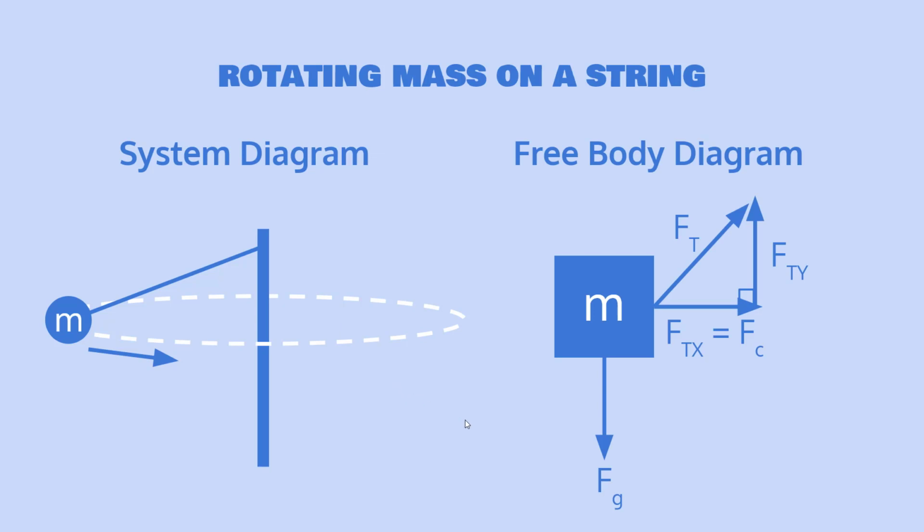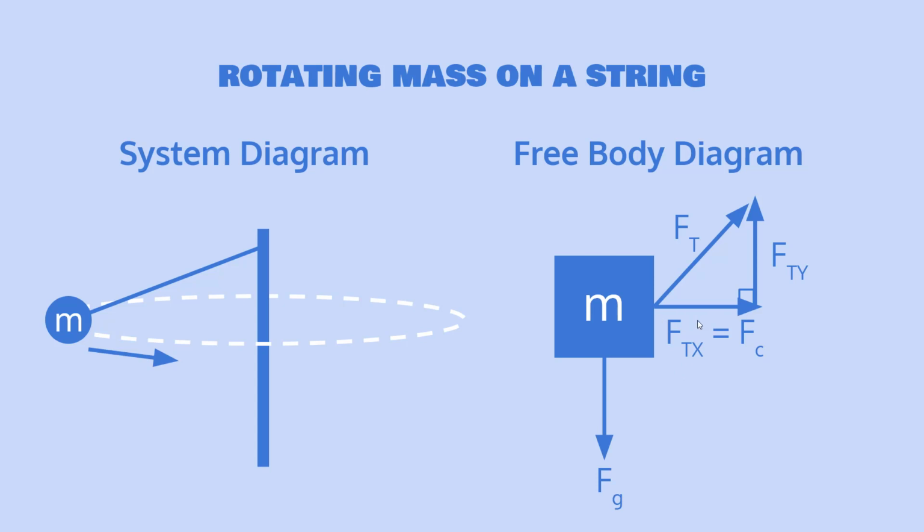So in this free body diagram, we have gravity that's pulling the ball down, and we also have a force of tension because of the string. And so if we break the force of tension into its x and y components, here the y component is going to be equal in magnitude to the force of gravity, because it's going to balance that out, and that's what prevents the ball from moving up and down vertically.